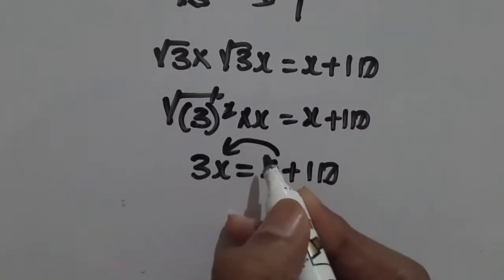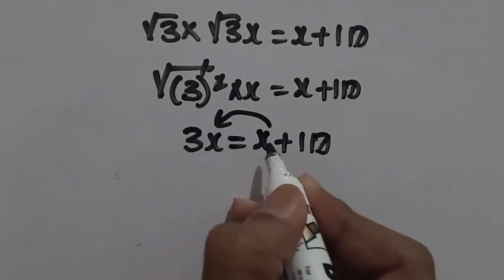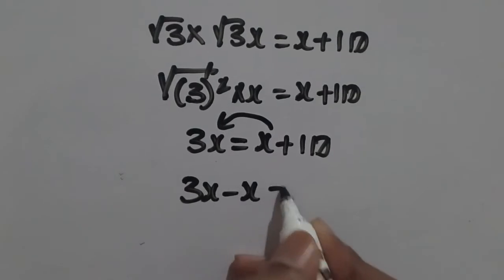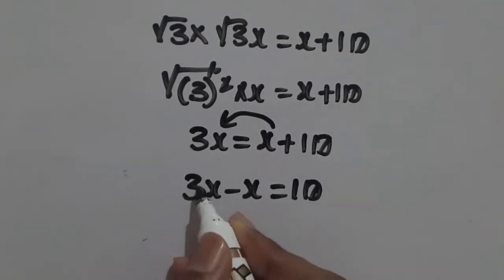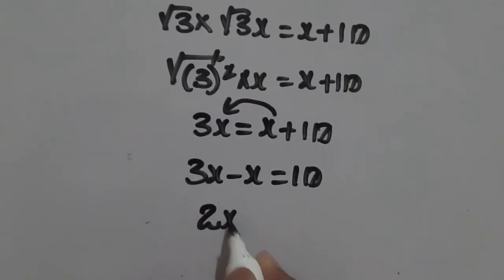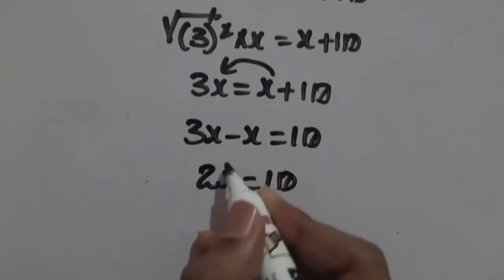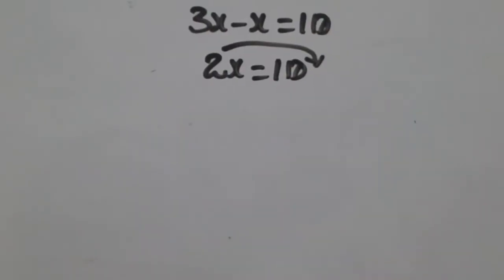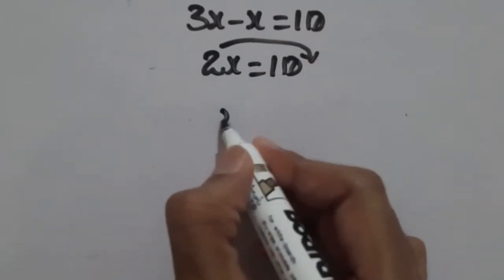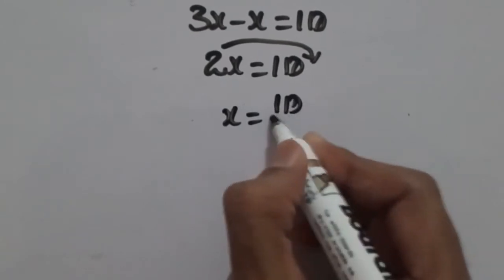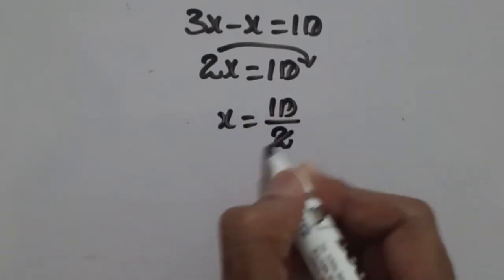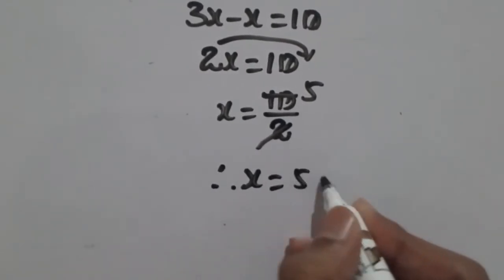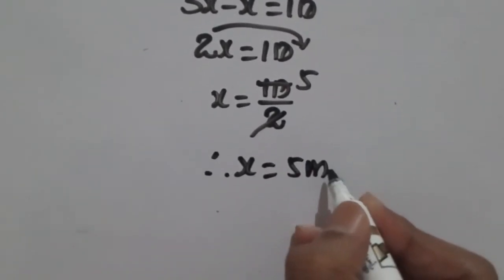Now write X on the LHS, transposing X to the LHS, plus quantity becomes minus quantity. 3X minus X is equal to 10. Now 3X minus X, 2X is equal to 10. Now this 2 goes to the RHS, where multiplication quantity becomes division quantity. X is equal to 10, write as it is, and the 2 you should write in the denominator place. 2 ones are 2, 2 fives are 10. Therefore X is equal to 5 meters. Width of the river is equal to 5 meters.